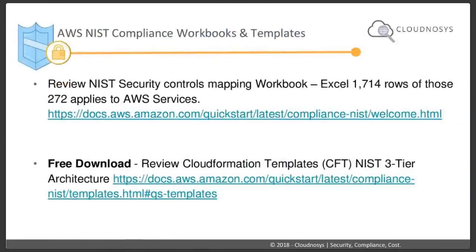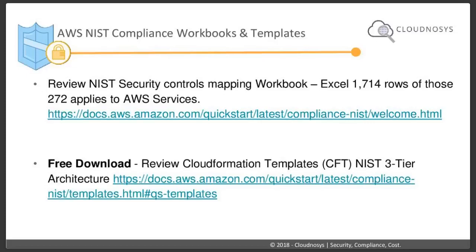Okay, so the NIST compliance workbooks and templates. The question is, are there guidance available, and how can I set up this three-tier architecture very quickly? The link below says free download. You can actually download this CloudFormation template. This is a template that if you were to execute with AWS, it will set up your three-tier architecture and all the right components and configurations in place, and you can start from there. That is your starting point. It is not the end point, it's your starting point.